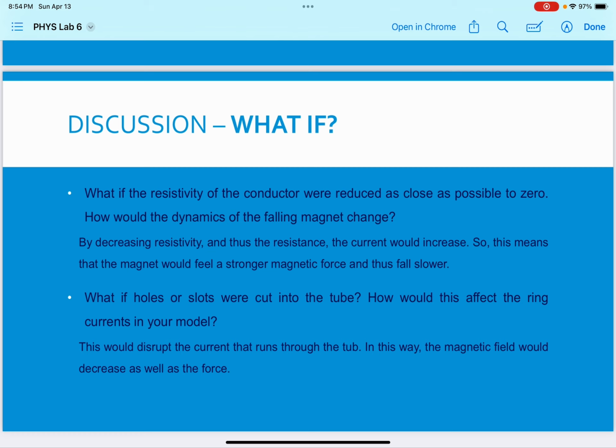And finally, what if holes or slots were cut into the tube? How would this affect the ring currents in your model? So this means that if any holes or slots are cut into the tube, then the current that is flowing through the tube would be disrupted, making the magnetic field, and thus the flux that occurs due to the magnetic field, go down, and then the force that's caused by the flux be decreased as well.